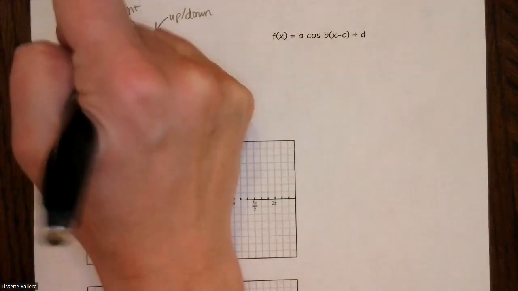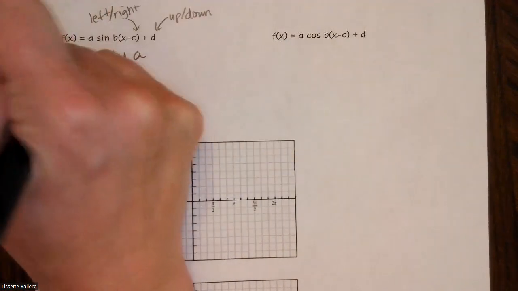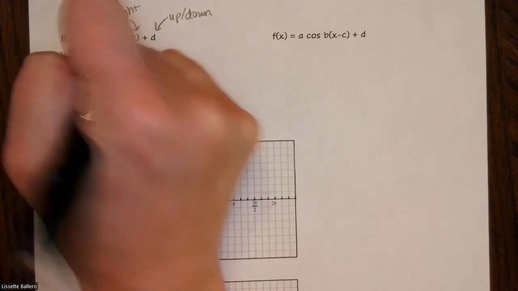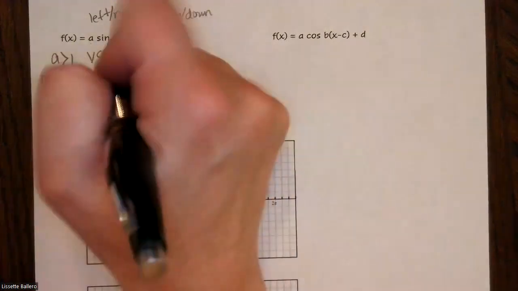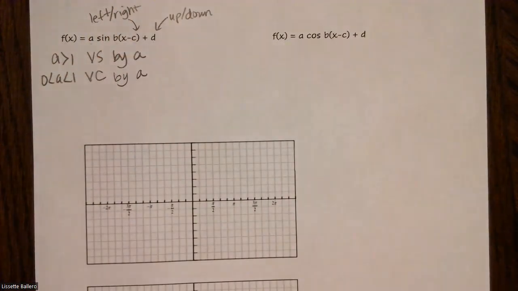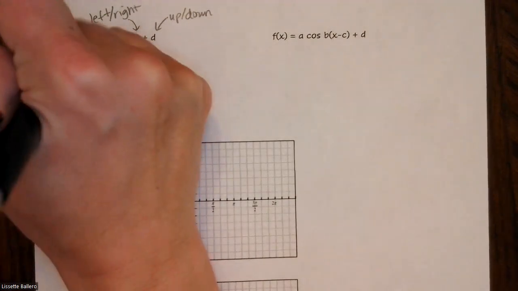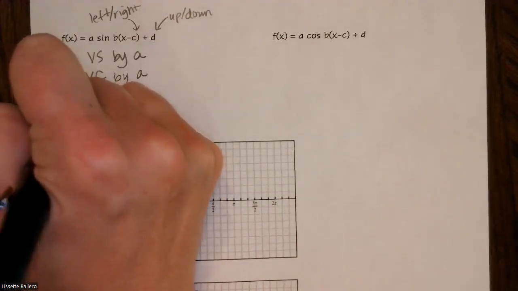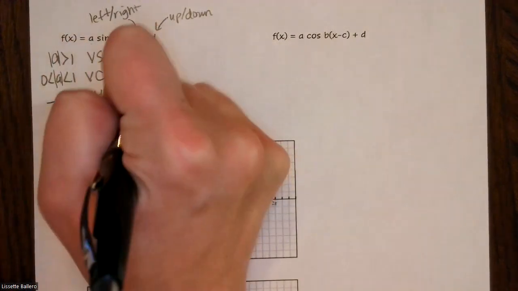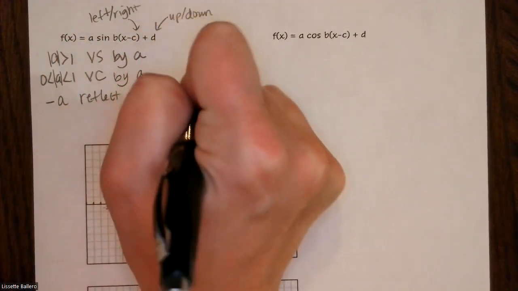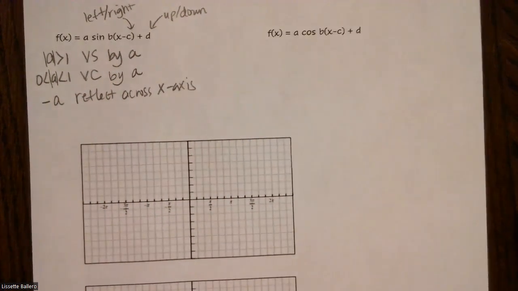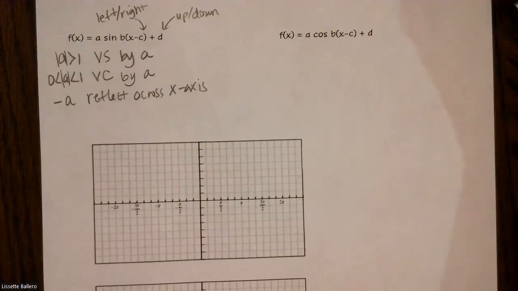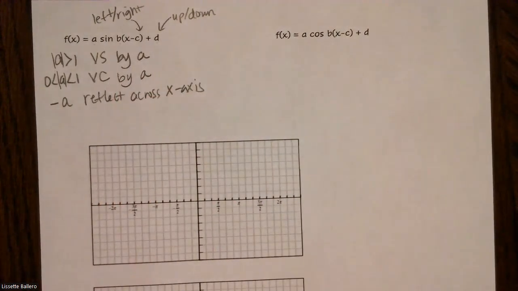So A being greater than 1 is a vertical stretch by A. A being between 0 and 1, and that is the absolute value of A, is going to be a vertical compression by A. I'll go ahead and write the absolute value there so you can see it. Now, when A is negative, it reflects across the x-axis. So there's the A values, and it's no different if it's sine or cosine or any of the ones we dealt with in Algebra 2. So I wrote it over here, but again, they're both the same.